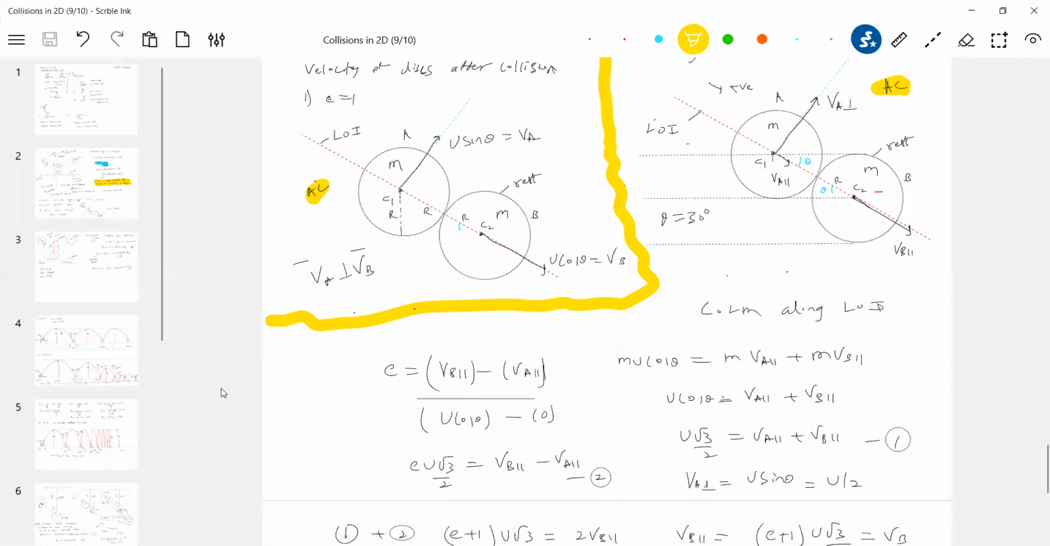How will A move? I think A will not move along the line of impact or perpendicular to it. A will move somewhere in this direction, somewhere like this. And B will move along the line of impact. If e equals 1, A will move perpendicular to the line of impact and B will move along the line of impact. After collision now, A will not move along the line of impact or perpendicular, but somewhere in the resultant direction. Here, it all depends on these two components.